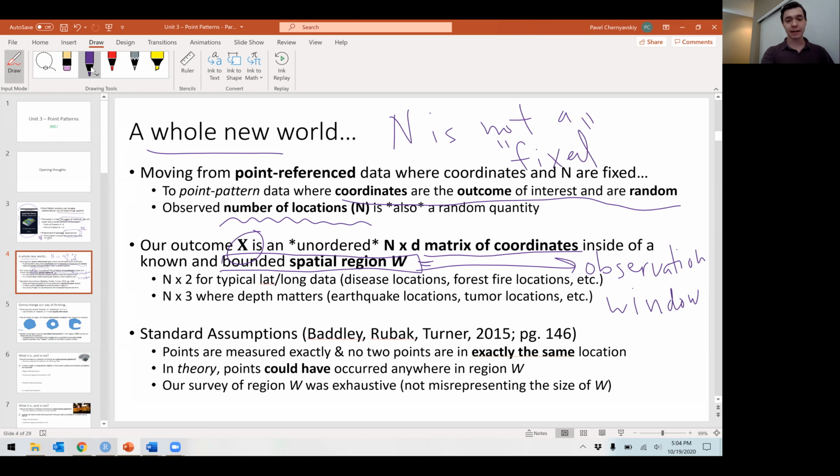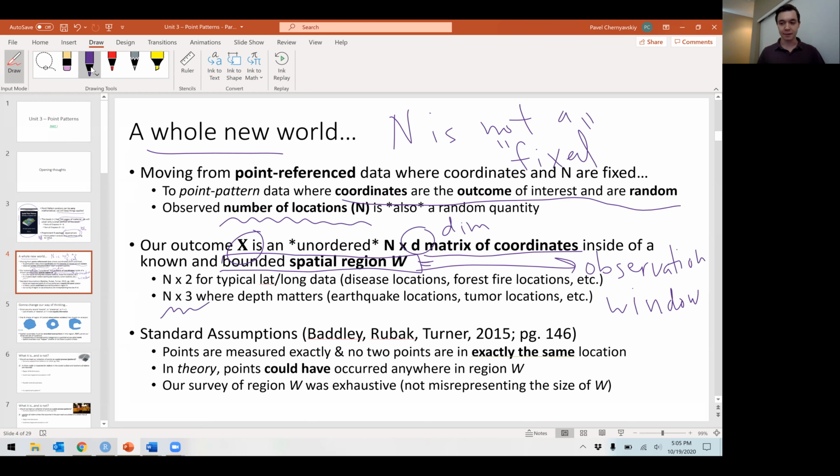So this is n by d. D is the dimensions that we're working with. So in typical latitude, longitude, easting, northing type data, it's n by 2. Think about disease locations, forest fire locations, where a certain species of bird or tree was reported. But n by 3 is also more than possible.